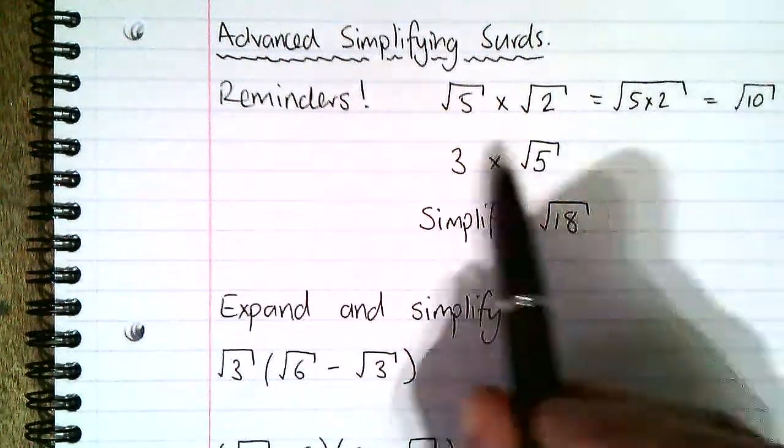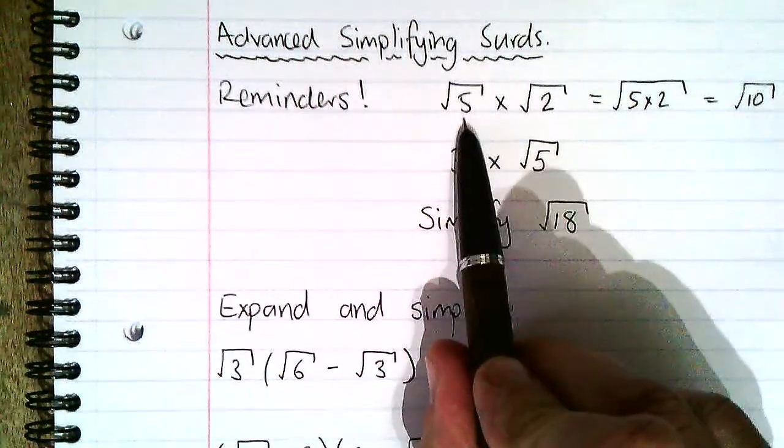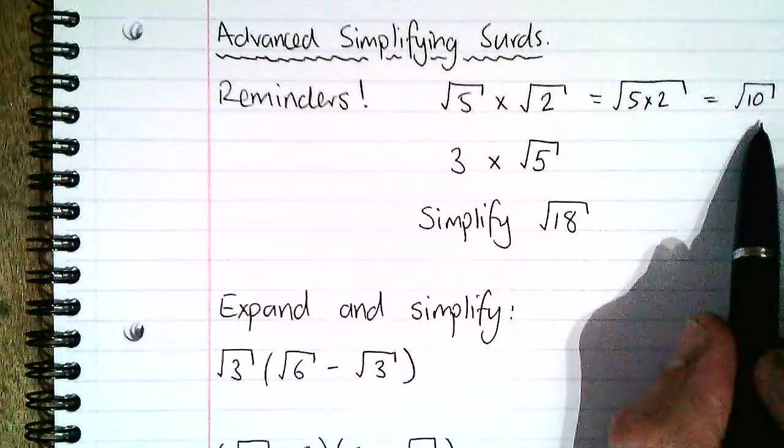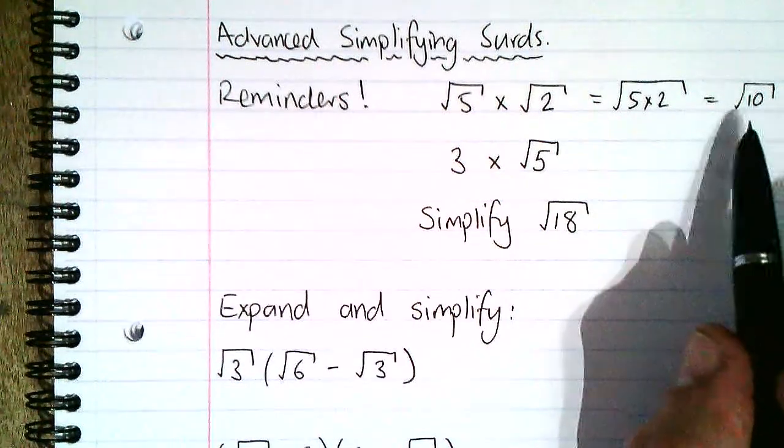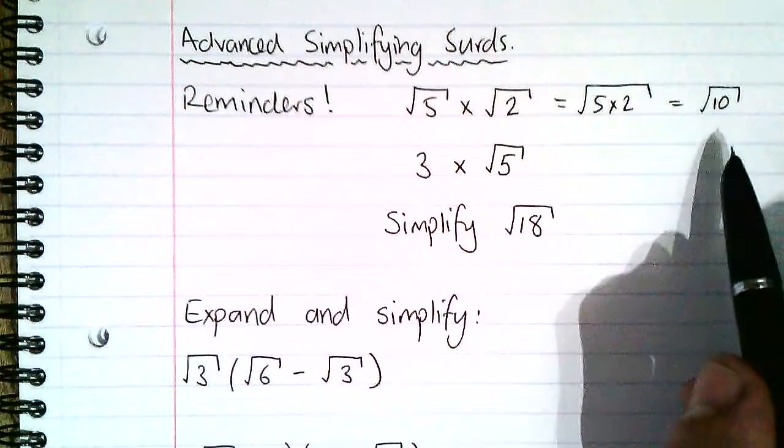So this multiplication here can come underneath the entire surd, and you can multiply 5 by 2 together to get 10 underneath the surd, which is very useful, and hopefully you've been using that a lot in the work that you were doing before the Easter break.